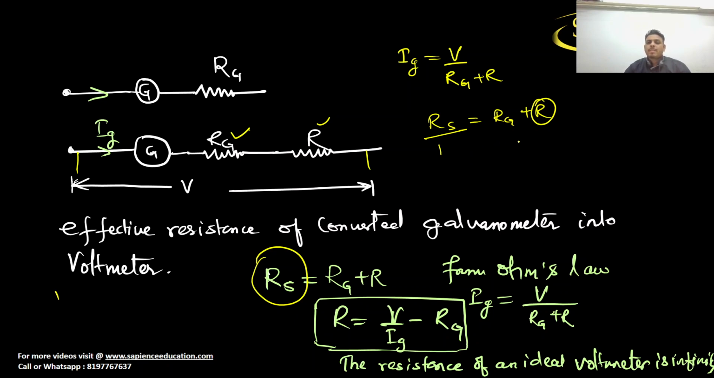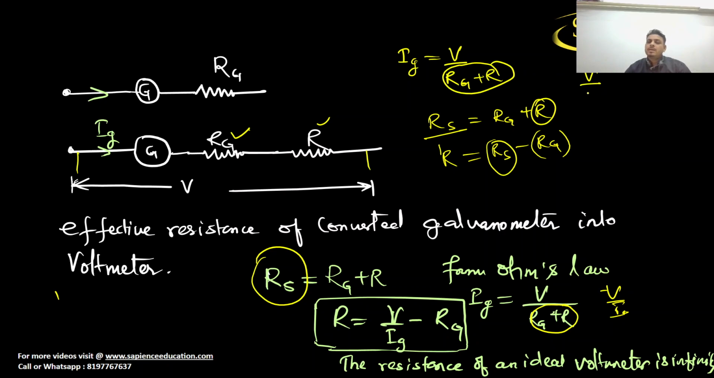Now tell me, R, that is the shunt resistance, will be equal to Rs minus Rg, where Rg is the resistance of the galvanometer. What is the resistance of the total series? It is V by Ig. So Rs is equal to Rg plus R, and from here we can write V by Ig equals Rg plus R. Rg plus R is your Rs, the resistance in series. So we can write R equals V by Ig minus Rg. So what have we got?